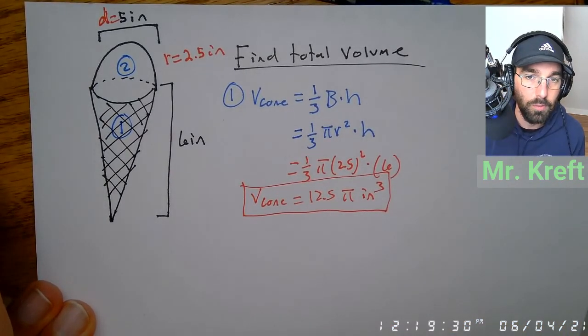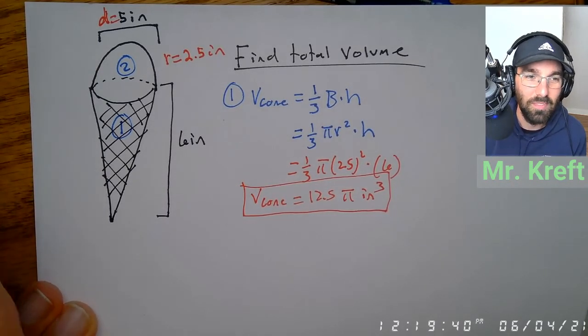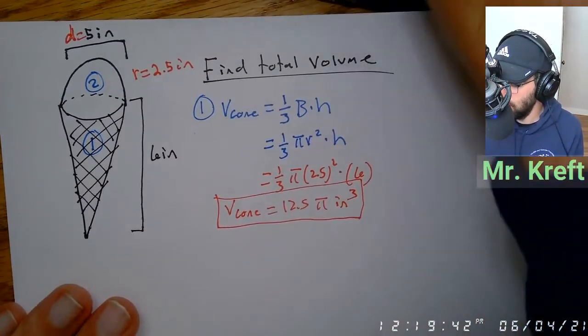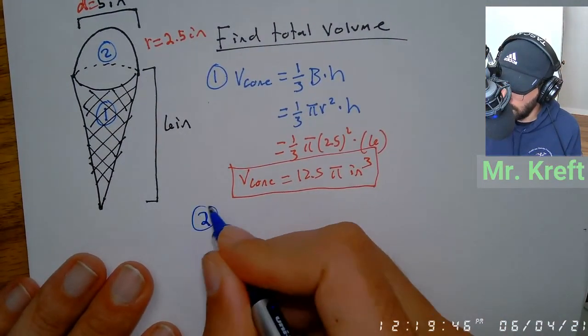Now, a very common mistake is to get the 12.5, but then to drop the pi. The pi is really important, right? Because the pi is a little over 3. So if you don't include it, you're going to be a little over 3 times off the correct answer.